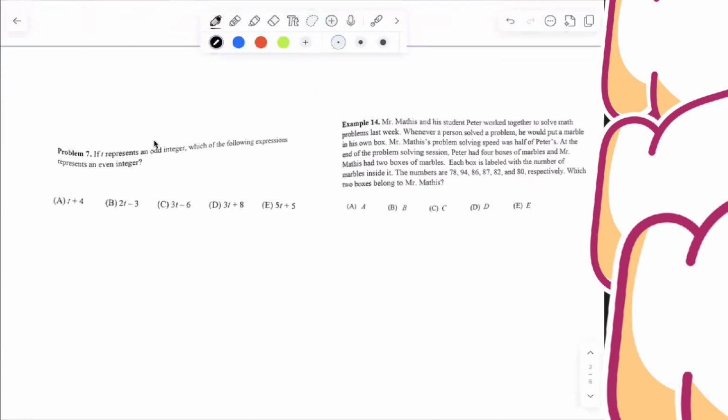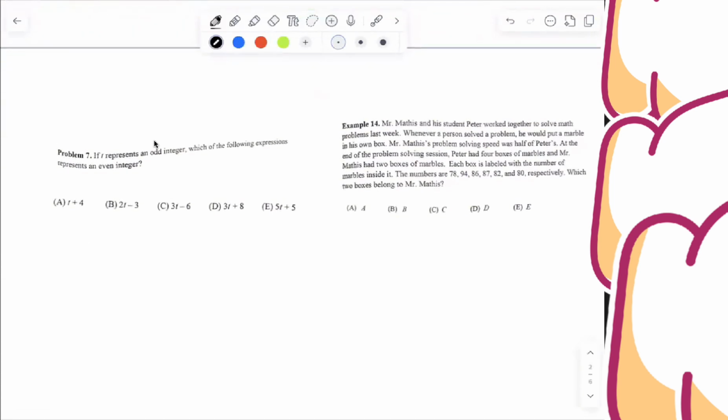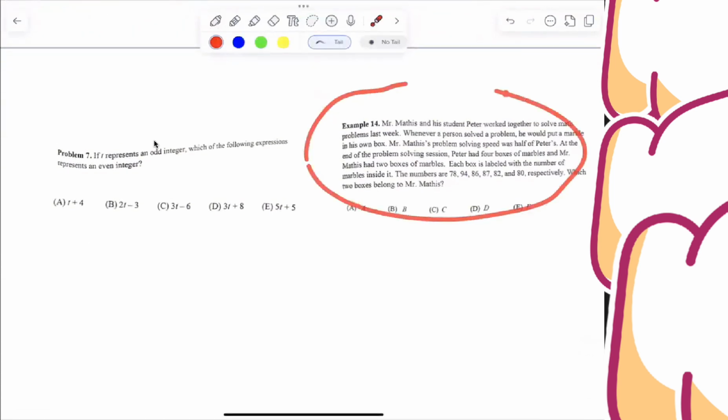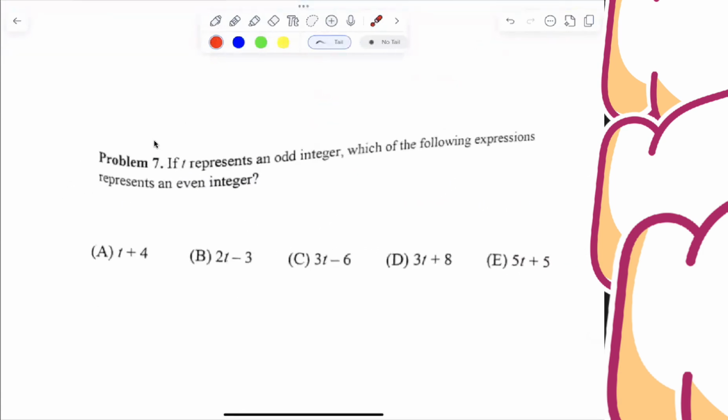Let's move on to problem 7. It seems like a big chunk of letters, but anyways, problem 7. If T represents an odd integer, which of the following expressions represent an even integer? I'll let you guys have a try on this question and tell me your answers through chat.